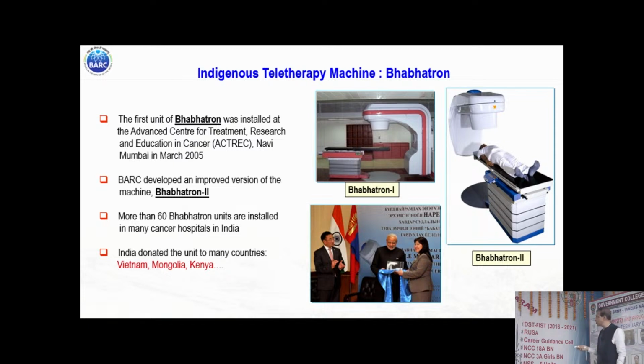An advanced version has also been developed, called Bhabhatron 2, and we have more than 60, maybe around 70, Bhabhatrons at this moment in India. I am not sure about the number. We have even donated this machine to some of our neighboring friendly countries like Vietnam, Mongolia, Kenya, etc. As you can see here, the Honorable Prime Minister of India is donating one of the machines, a miniature of the machine, to his Mongolian counterpart. Basically it is a source of very powerful gamma radiation.